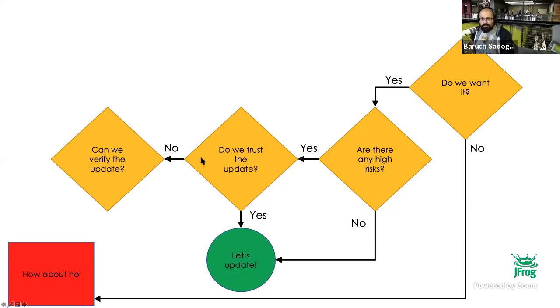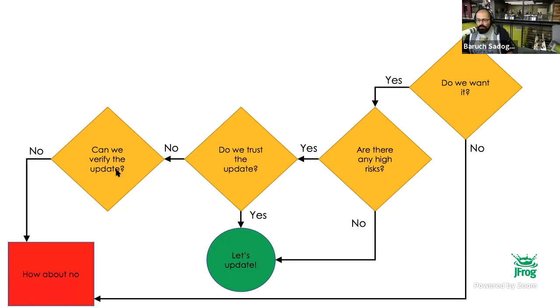Those two, the trust and the risk, are obviously tightly coupled. The higher the risk, the less we have trust. So just because the risk is so high, trusting the update blindly will be problematic for us. And the next question is, can we verify the update? If we just can't, or it's not worth it, or it's too expensive, we probably won't do it.